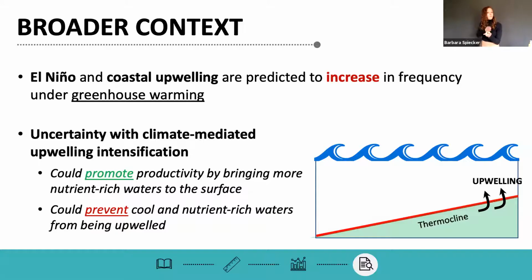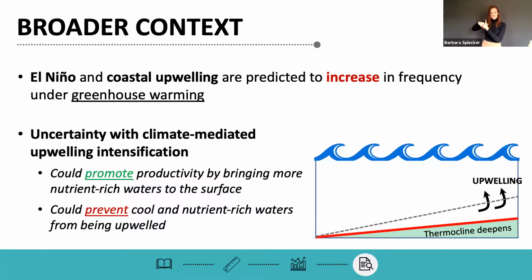However, the biological effects of climate-mediated intensification of coastal upwelling on regional scales still remains inconclusive, because on the one hand, coastal upwelling could promote productivity in the region, bringing more of that nutrient-rich water to the surface. Yet on the other hand, increased greenhouse warming could cause a decoupling of upwelling from that supply of nutrient-rich water. In that case, the warming could enhance thermal stratification in the ocean, deepen the thermocline, and then subsequently reduce, or prevent rather, the cool and nutrient-rich waters from being upwelled, and instead bring up just the warm, nutrient-depleted waters.